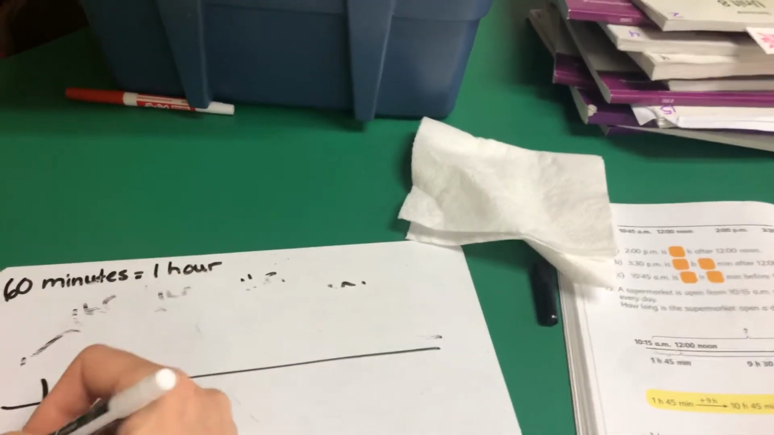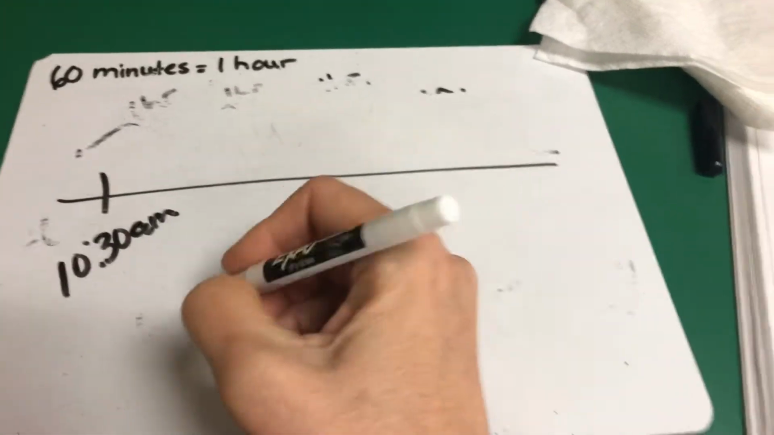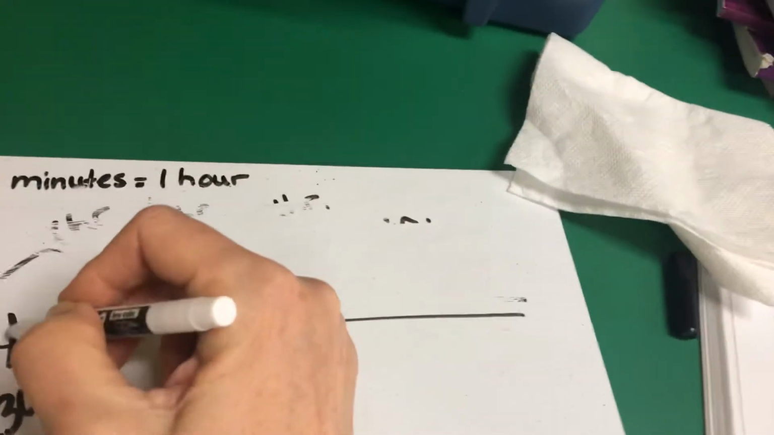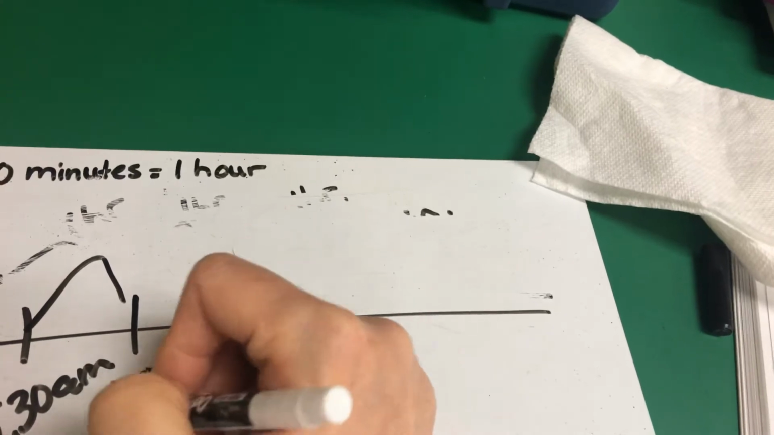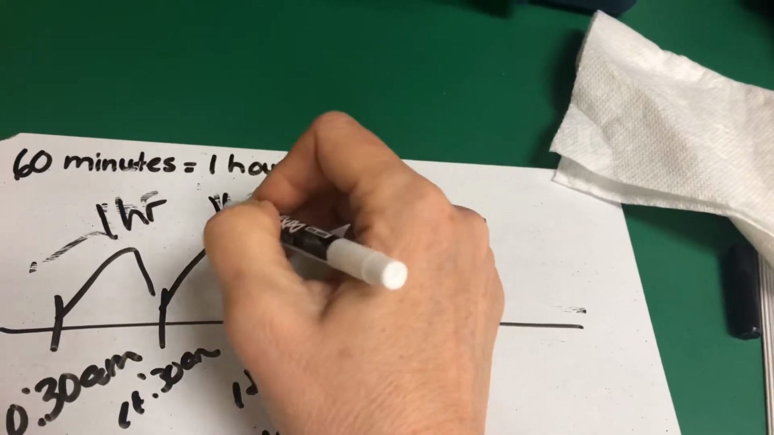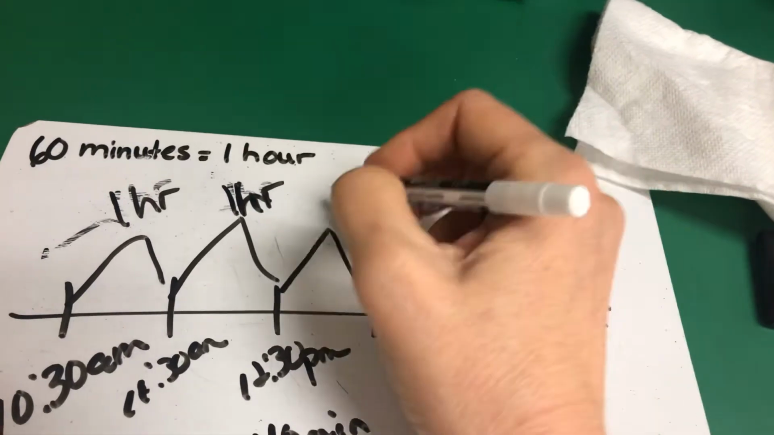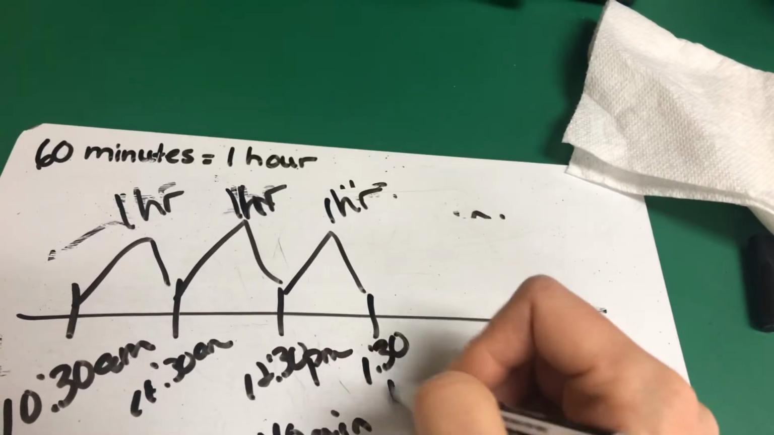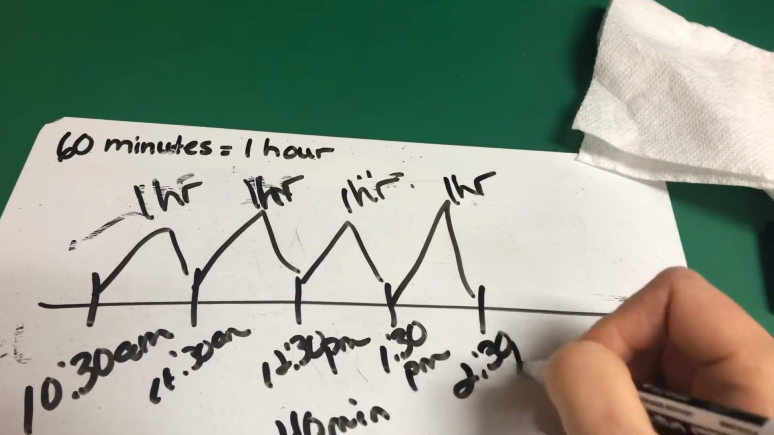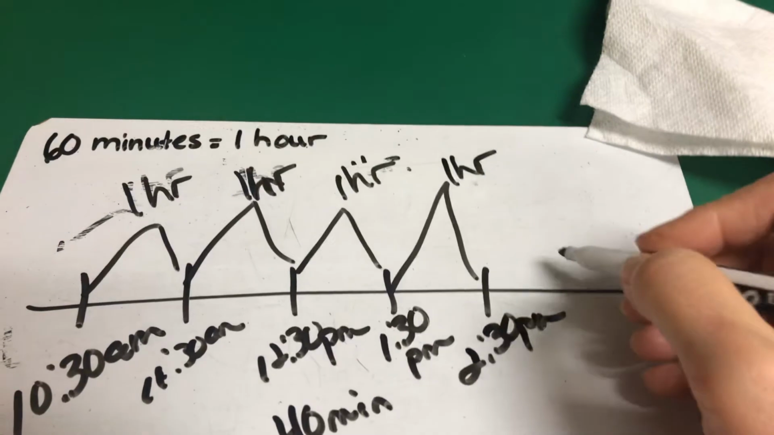Okay? So, say I went to a friend's house at 10:30 a.m. and I'm going to stay for 4 hours and 40 minutes. 1 hour would be 11:30 a.m. Another hour would be 12:30, but I've gone past noon, so I'm going to go p.m. My third hour would be 1:30 p.m. My fourth hour would be 2:30 p.m.